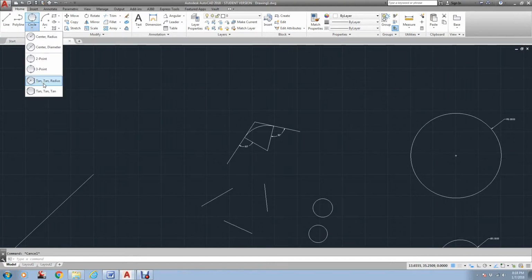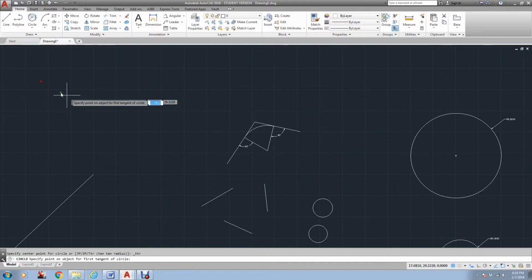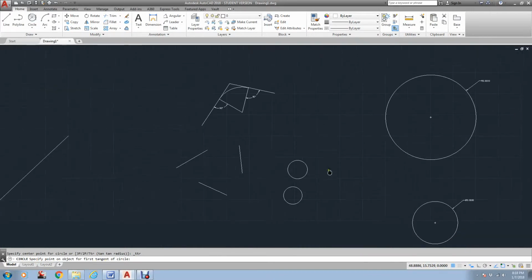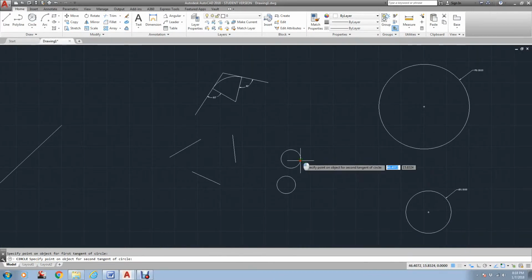objects to be tangent to and then enter a radius. So I'm going to pick that, and the first thing it says is specify a point for your first tangent, and I'm going to hit this circle, and then it wants another, and I'm going to hit this circle, and I'm going to type in 2. So what it's done is it's made a circle that is tangent to this circle and tangent to this circle.